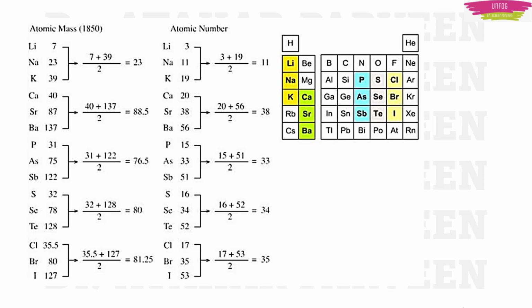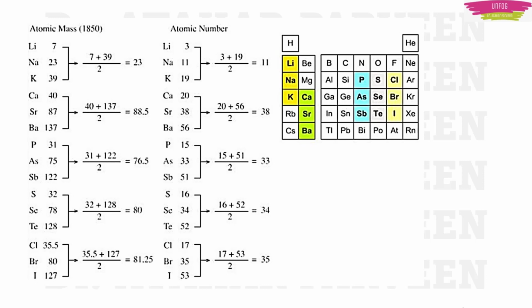So, what are the other two? We have seen lithium, potassium and sodium. We have seen calcium, strontium and barium. The other group is phosphorus, arsenic and antimony. And next is sulfur, selenium and tellurium. And next, as we saw, chlorine, bromine and iodine.